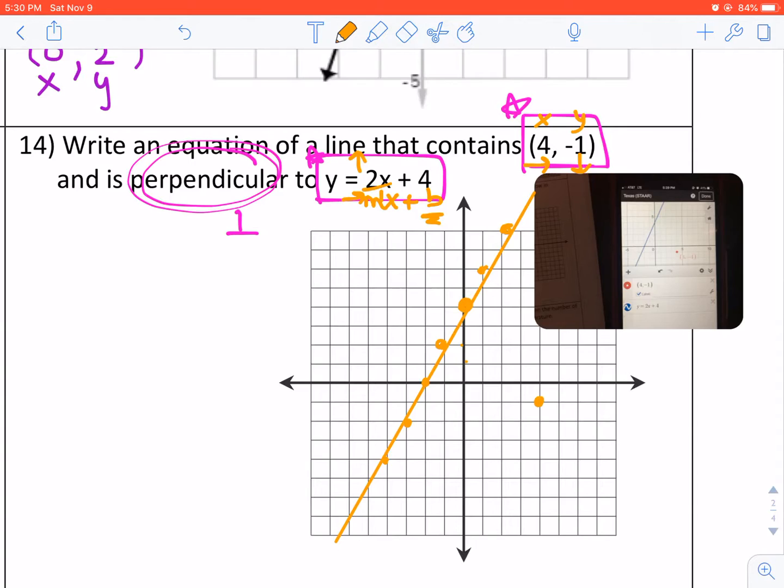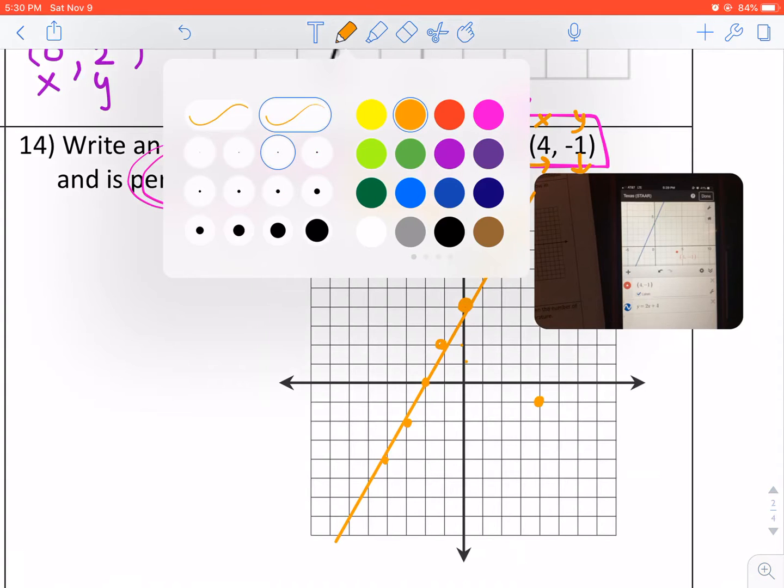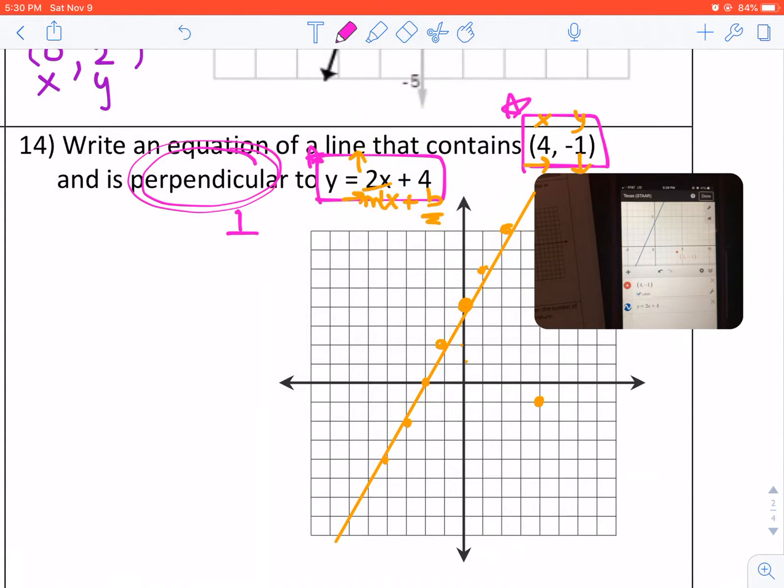And so we need a perpendicular line. So our line is going to have to look something like, it's got to go kind of, again, pretend that's straight. It's going to kind of have to go like that so that it makes our right angle over here. Okay? So what kind of line is this?